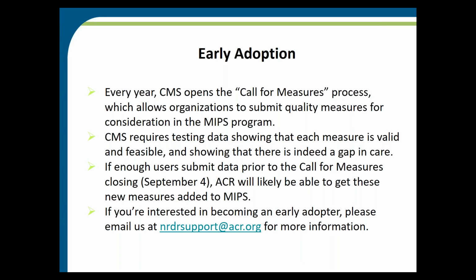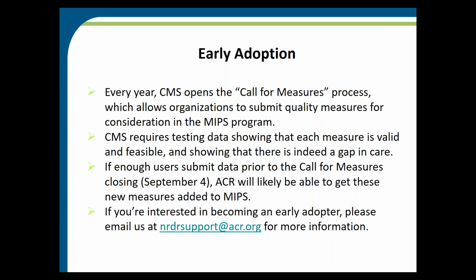Again, those final 7 measures that I went over are all part of the QCDR for 2020, and we've submitted these to CMS as part of the call for measures, and we're hoping that they can be added as MIPS measures in the future, but at the very least, they'll continue to be QCDR measures for as long as we can keep them on there. But what we have to have in order to keep those measures and to potentially get them turned into MIPS measures is we have to have testing data from facilities such as yourselves. So we need to be getting as much data as we possibly can between now and roughly the end of August, because we have until September 4th to submit testing data for the call for measures.